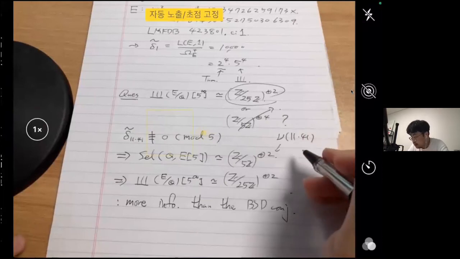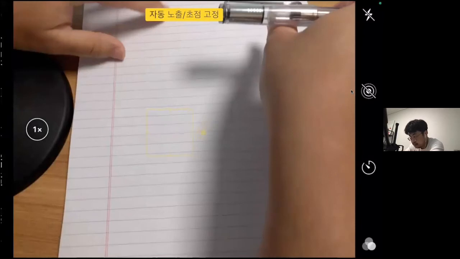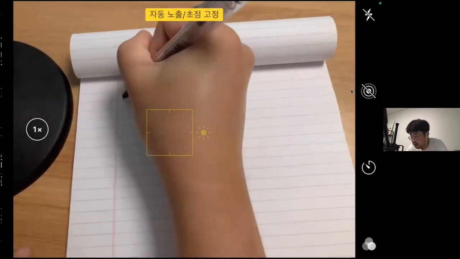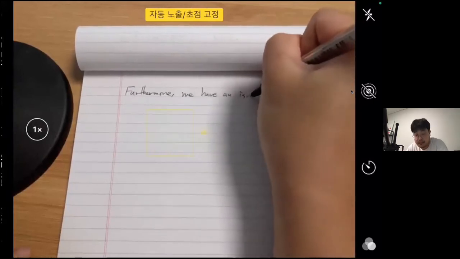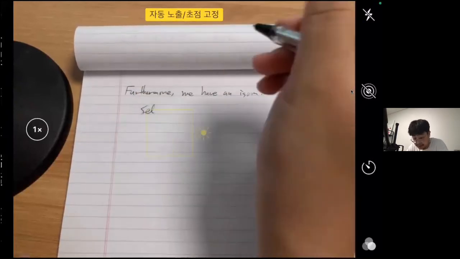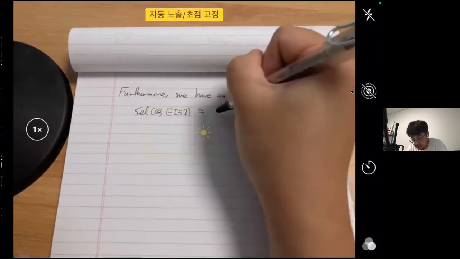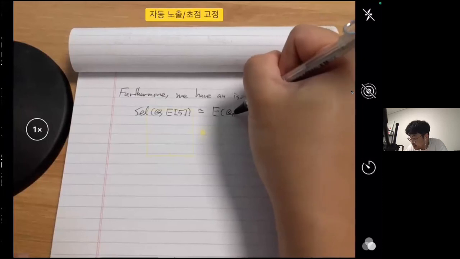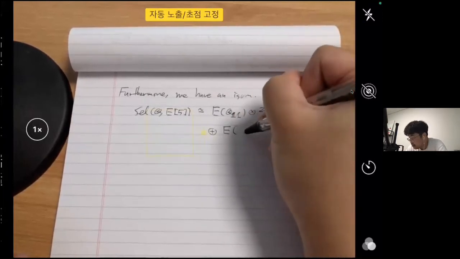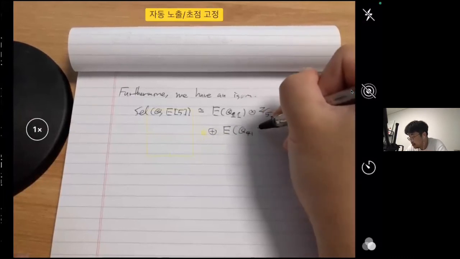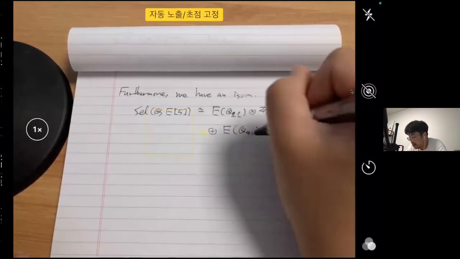And also, this non-vanishing implies the following explicit description of the Selmer group for the multiple case. Furthermore, we have an isomorphism. So for the same elliptic curve, the 5-torsion Selmer group is isomorphic to E of the Q11 completion, so 11-adic, tensor Z mod 5Z, direct sum E of the Q41 completion, completion at 41, times Z mod 5Z. So this is a semi-local description of Selmer groups.